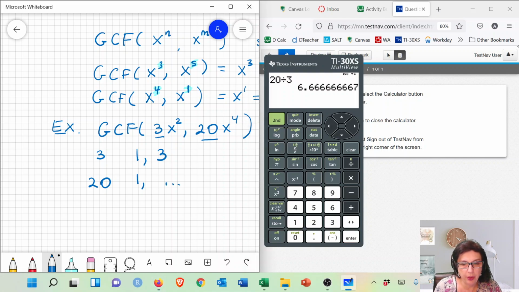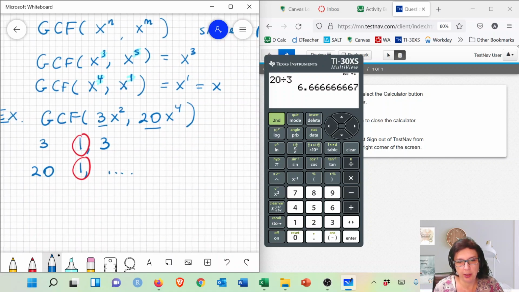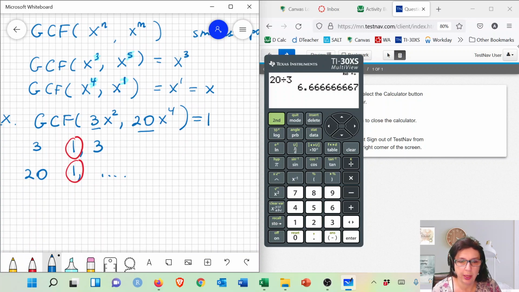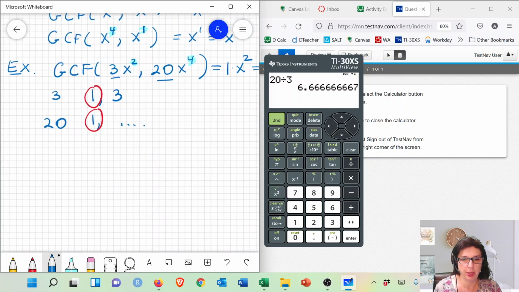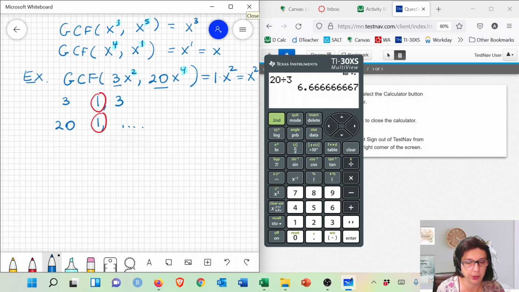So 20 will have other factors in there, but we don't care because we just want to see what they share. It looks like they only share 1, which means they're relatively prime. So the GCF of them is just going to be 1. Then you look at the variables and compare the powers. You always take the smaller of the two powers. So that's just going to be 1 times x squared, and remember that's really multiplication here, so that means it's x squared. That would be the GCF of 3x squared and 20x to the 4th.